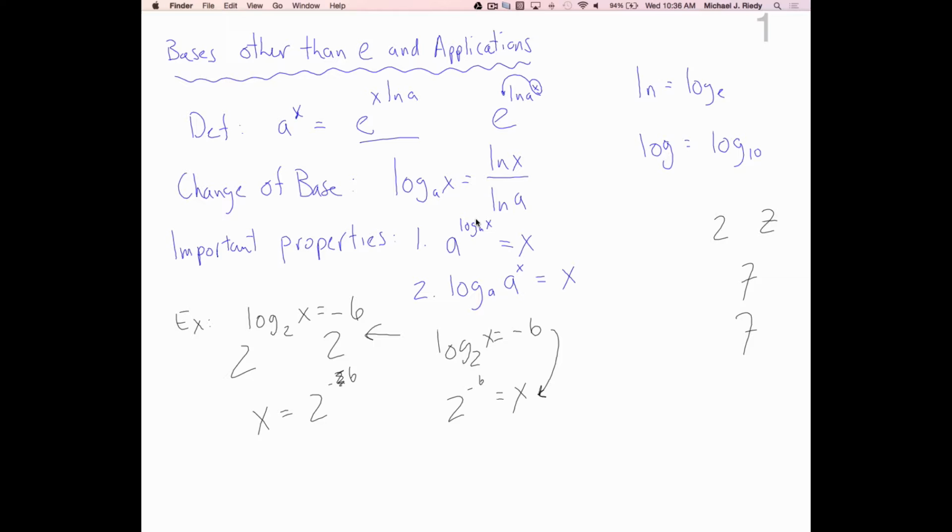Are we good? So that's all pre-calc. Let's do some calculus. Let's take the derivative of a to the u. I'm going to give you the formula first, but I think in this case it's important to see where this formula comes from.